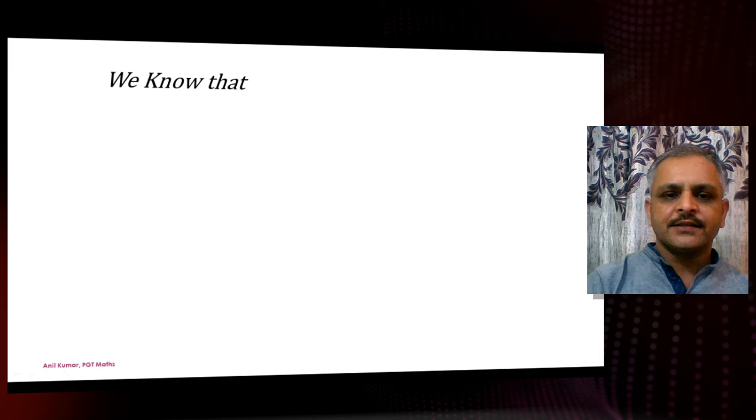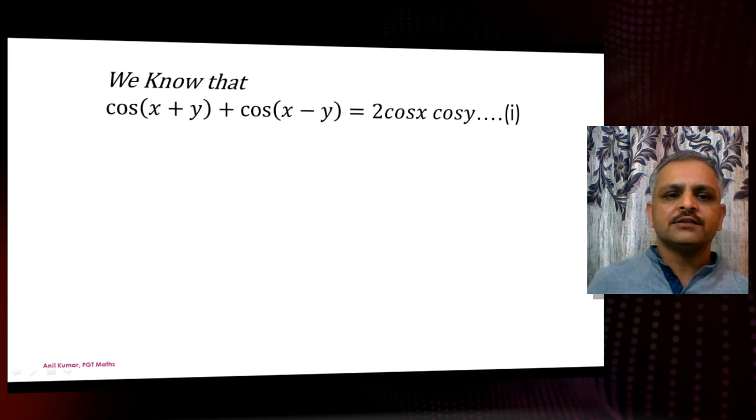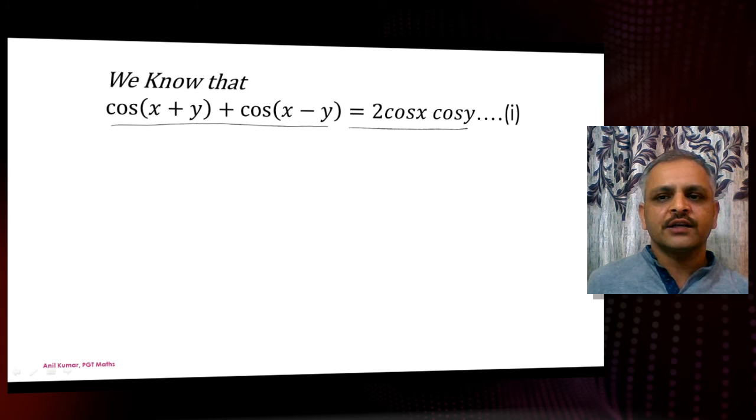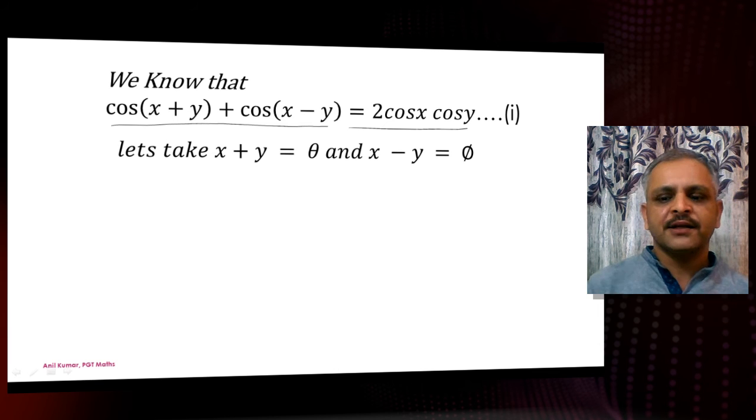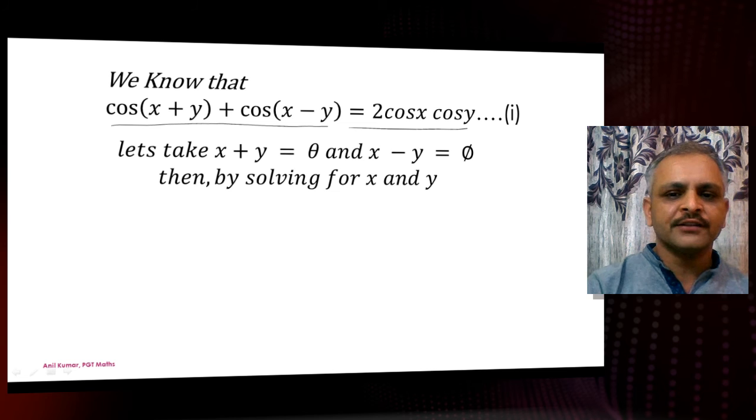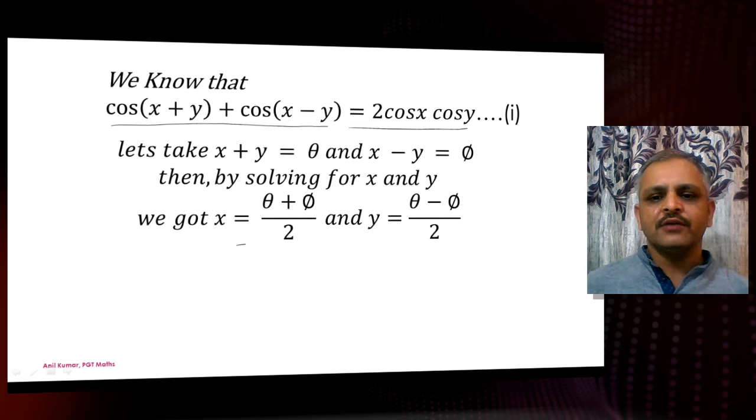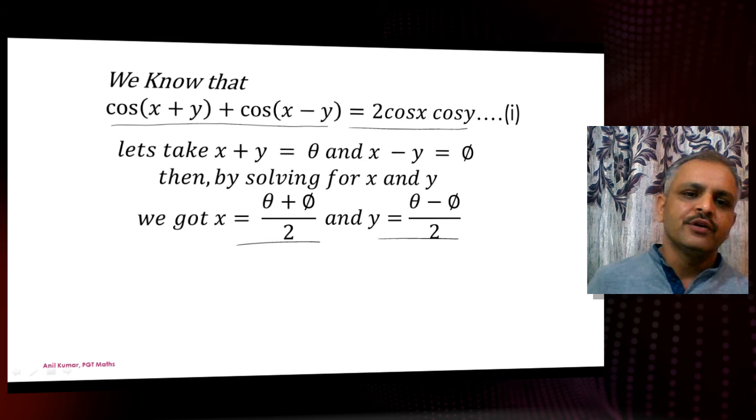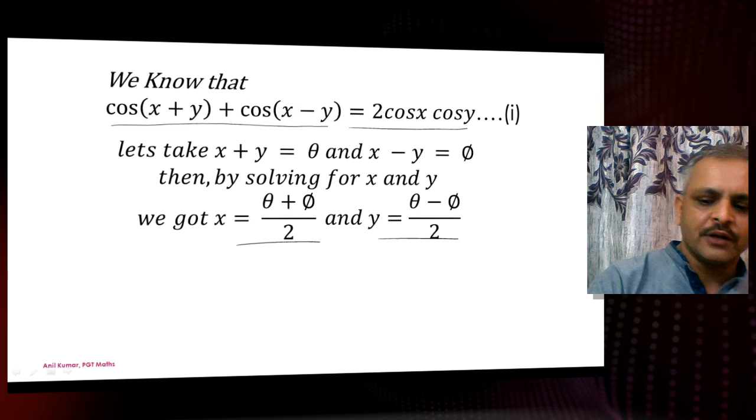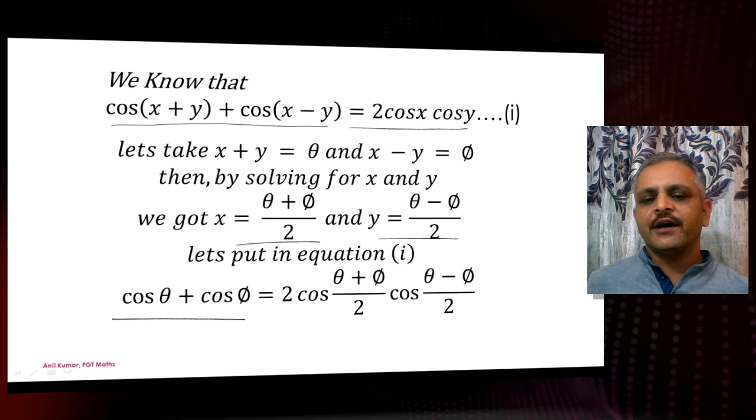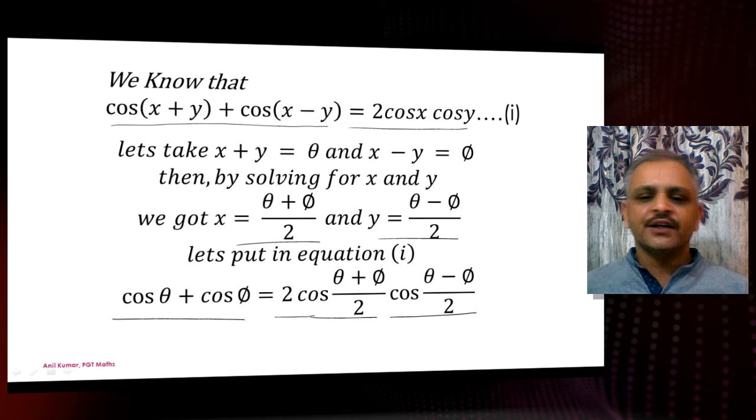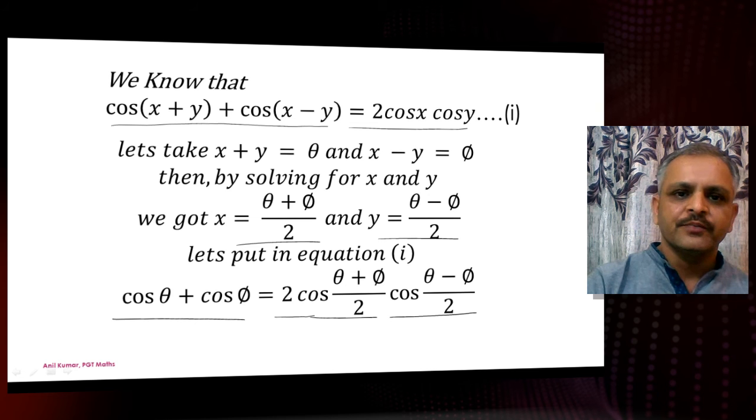And for the third identity, let's take the third defactorization formula, which was cos(x+y) + cos(x-y) equal to 2 cos x cos y. The same thing we will apply: x+y is equal to theta and x-y is equal to phi. So x will be (theta+phi)/2 and y will be (theta-phi)/2. If I put the values again, it will convert into cos theta + cos phi equal to 2 cos (theta+phi)/2 cos (theta-phi)/2.